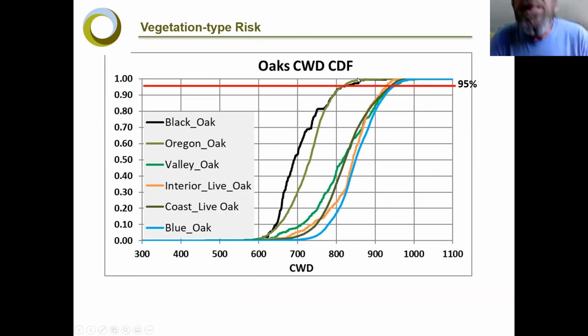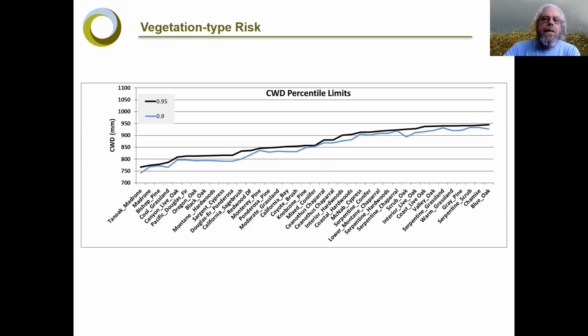Those are more mesic, moisture-loving vegetation types, so they have a lower climatic water deficit threshold. And then we get out into the more Mediterranean type oaks, all the way out to the blue oaks, where their limits are up in the 900 to 1,000 range. So vegetation is very differentiated across this gradient.